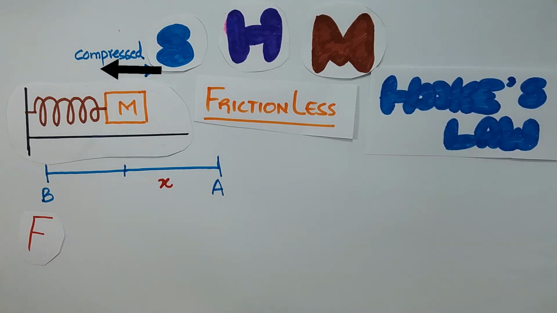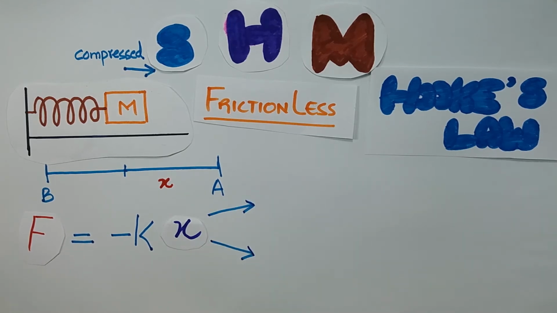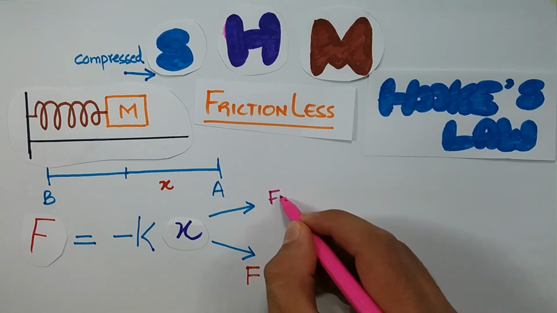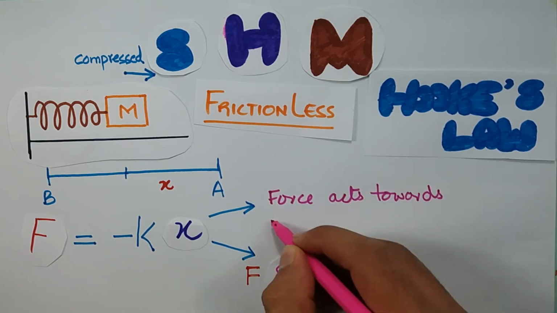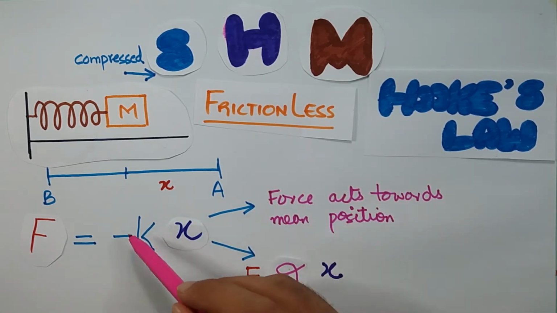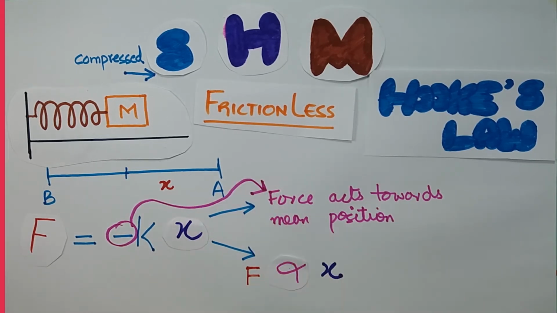That is, F is equal to minus kx, which states that the force applied on the mass is directly proportional to the displacement of the body about its mean position. The minus sign indicates that the force is towards the mean position or opposite to the displacement of the body.